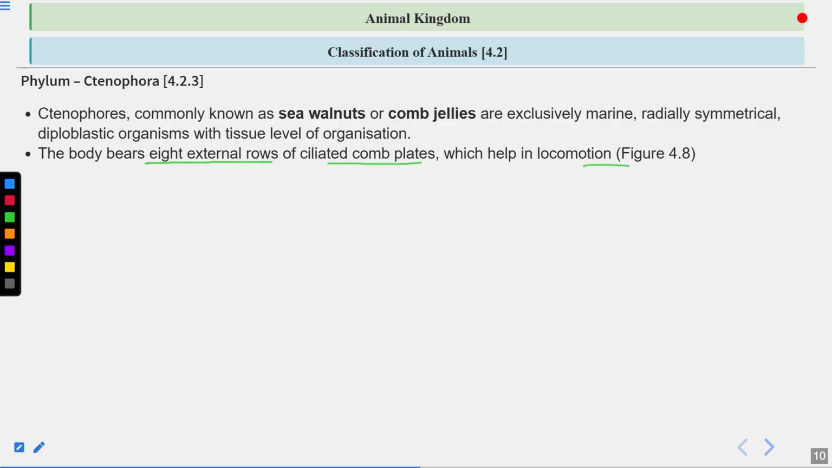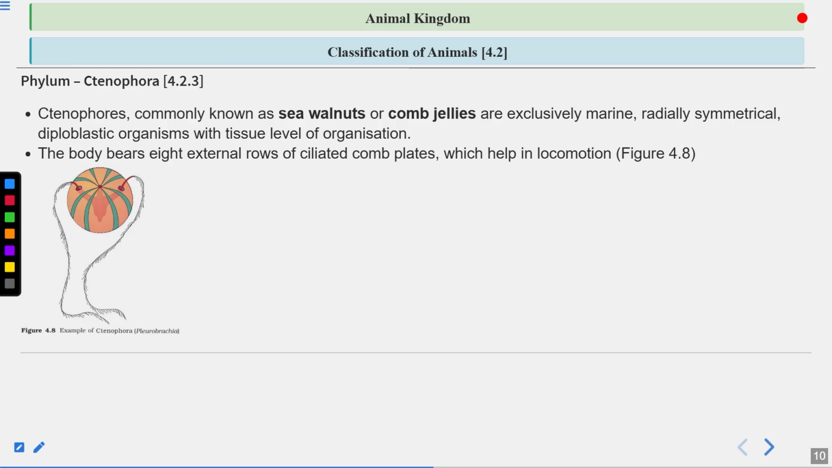Now let us see the figure of it. You can see the figure. This green color row: 1, 2, 3, 4, 5, 6, 7 and 8. So what is written here? The body bears 8 external rows of ciliated comb plates. And that is why it is called comb jellies, because this whole body is jelly-like, right? And they have comb plates, right? So what is the function of these comb plates? They have cilia-like structures that help in the process of locomotion.